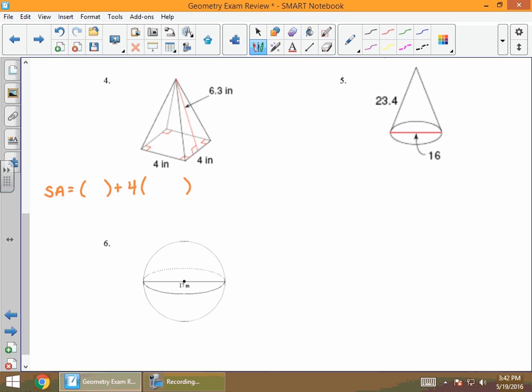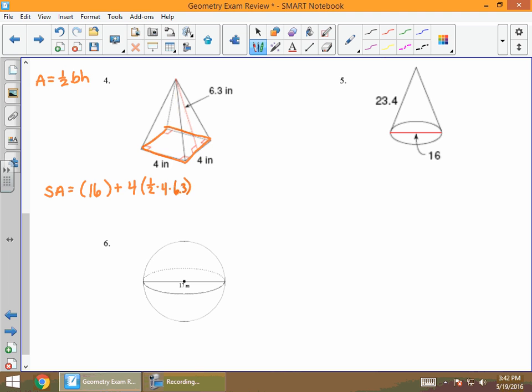Okay, well, the area of a triangle is what? It is 1/2 base times height. Okay. So the triangles, it looks like 1/2. The base is 4 right here. The height is 6.3. Okay, the base is a 4x4 square. So 4 times 4 is 16. I find the area of the base, 16.